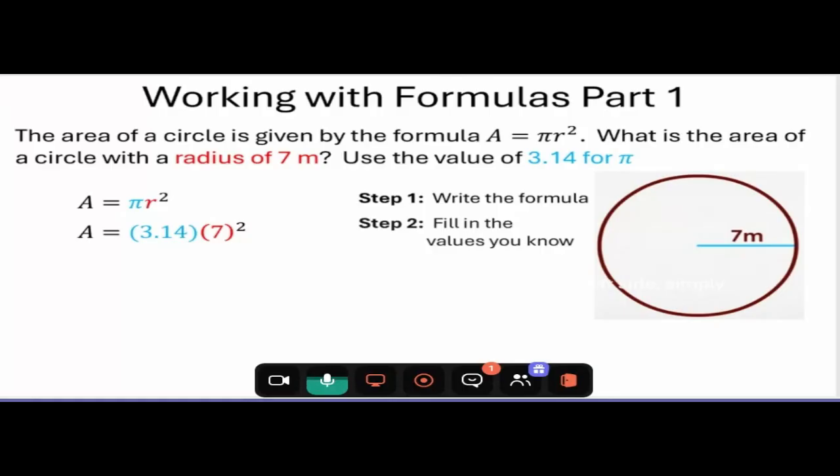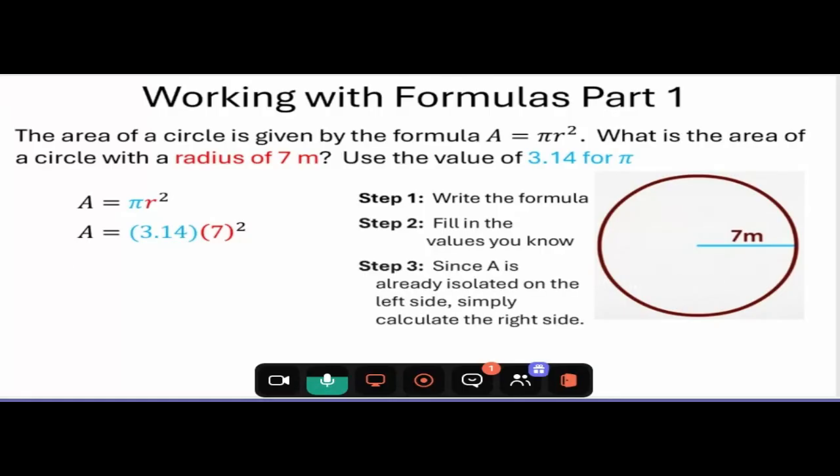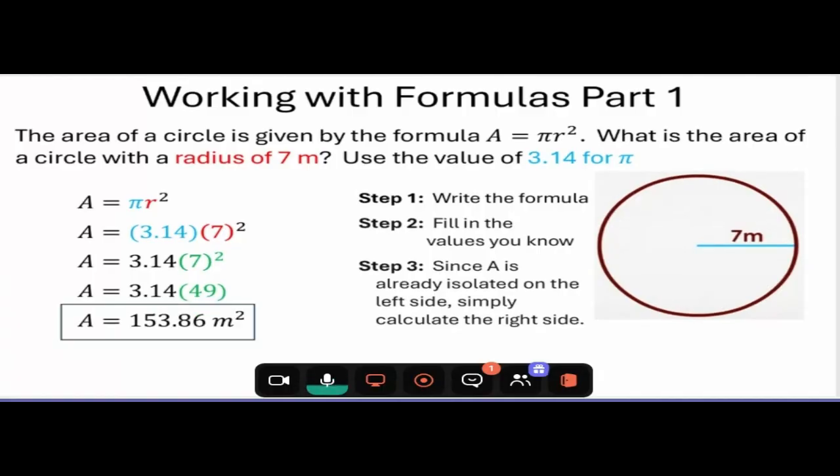We've got to do that exponent first. So 7 squared is 49. And now we can just multiply 3.14 times 49, and we get 153.86 square meters, or meters squared, because it's an area, so the units must be square units.